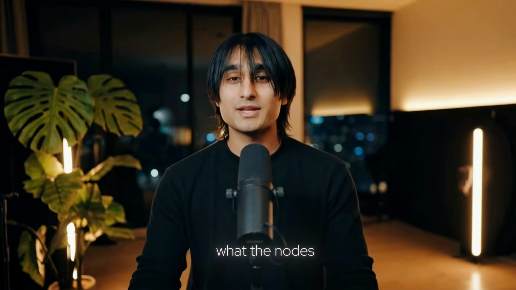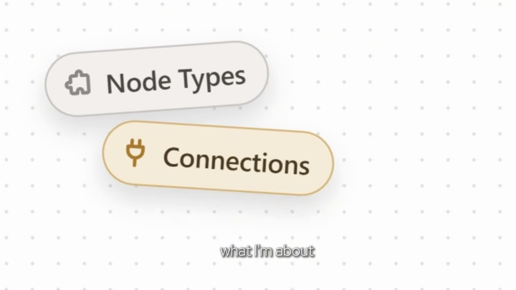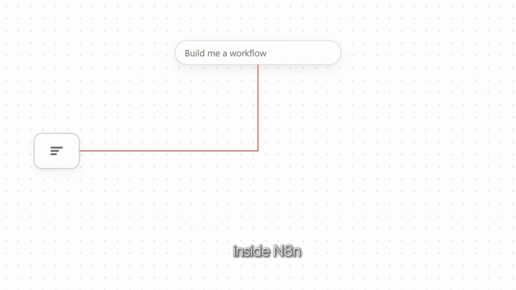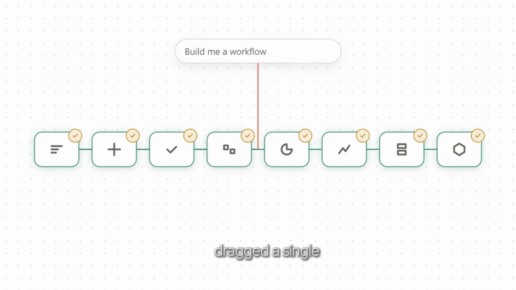Everyone wants to do fewer repetitive tasks, but most people don't even know what the nodes do. Like, n8n has a real learning curve if you're building it by hand. But what I'm about to show you is that you can literally just type one prompt to Claude Code, and by the end of the video, an entire multi-step AI agent will be built, wired, and tested inside n8n. And I will not have dragged a single node by myself.